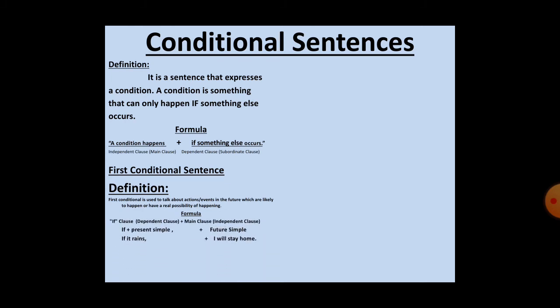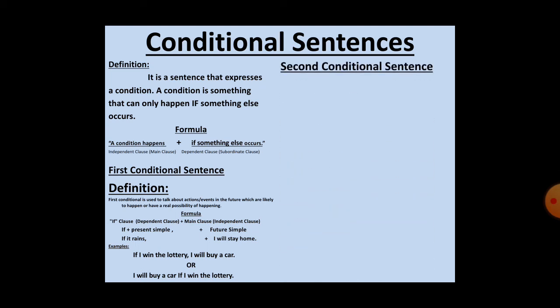First conditional sentence has two clauses, if clause and main clause. In the if clause we use present simple, and in the main clause we use future simple. For example, if it rains, I will stay home. And another example is, if I win the lottery, I will buy a car. So this is the first conditional, and it shows the possibility of the future. So it can happen. Okay.